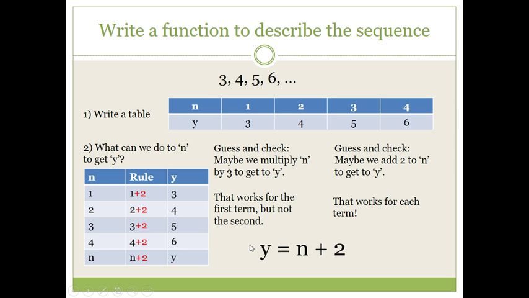So now I could write the function rule that y is equal to n plus 2. Remember what n is. N is the term values up here. So that means if I wanted to get the 10th term, I would just plug in a 10 where the n is and add 2.